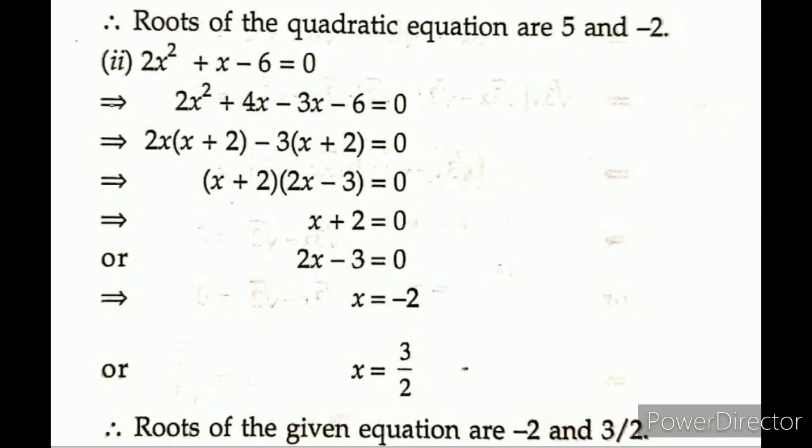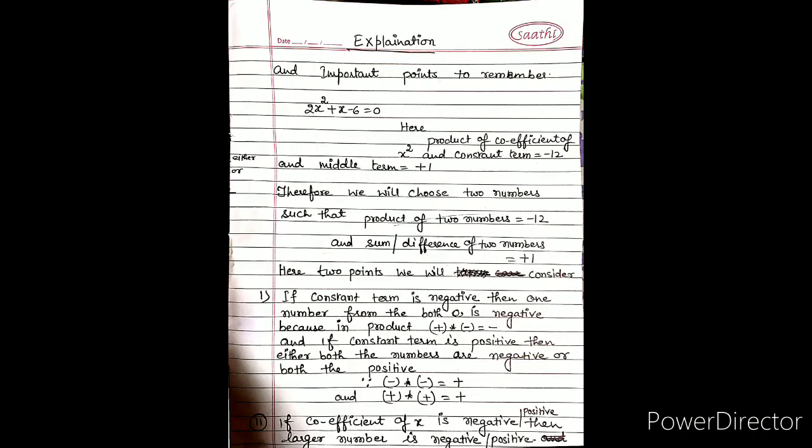Here, students, the roots of the given equation are minus 2 and 3 by 2. This question, in the last of the video, again I will deal with all the key parts: how we can choose two numbers, how we can come to know whether the numbers can be added or subtracted, and which number will be positive and which number will be negative. All these aspects of middle term factorization we will deal with at the end of this topic, so please watch this video till the last.